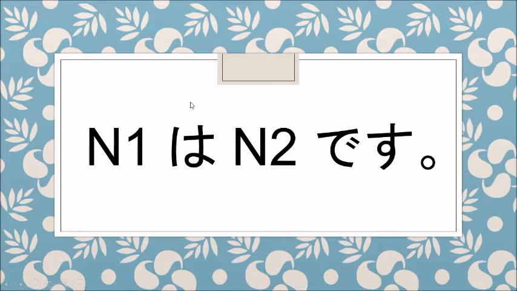Notice here that the particle used here is wa, W-A, pronounced as wa, but written as the hiragana ha, pronounced as wa when it is used as a particle. And at the end we have desu, D-E-S-U, where the U is silent, which means existence. So noun 1 wa, noun 2 desu.